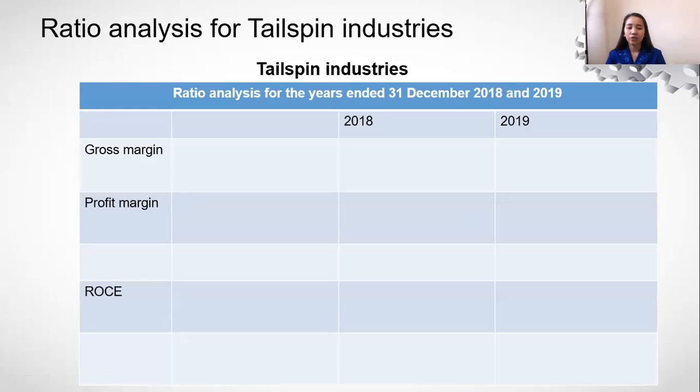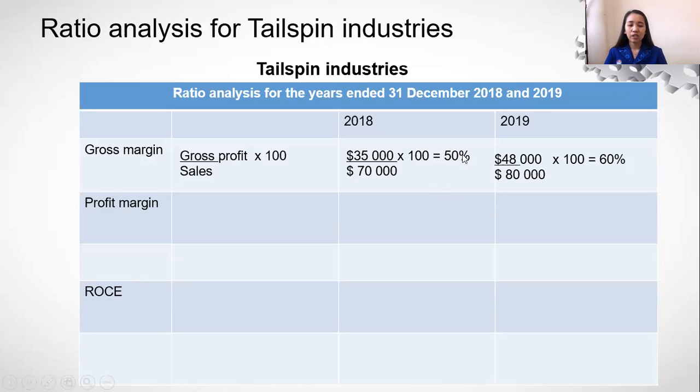This is the ratio analysis for Tailspin Industries. We want to interpret and give some comment on every ratio that we calculate. But first, we must find the ratio. The first one is gross margin. For the gross margin, the formula is gross profit divided by sales times 100. From that, we can find that the gross margin for 2018 is 50%, and the gross margin for 2019 is 60%.